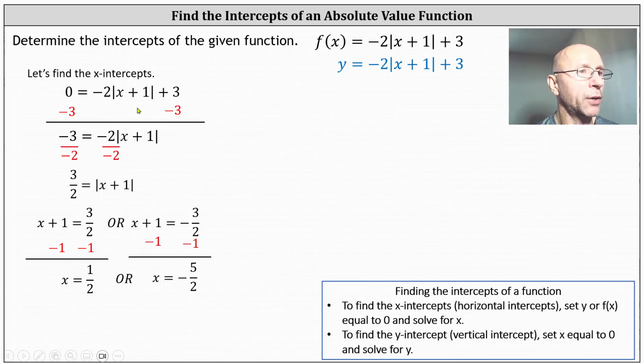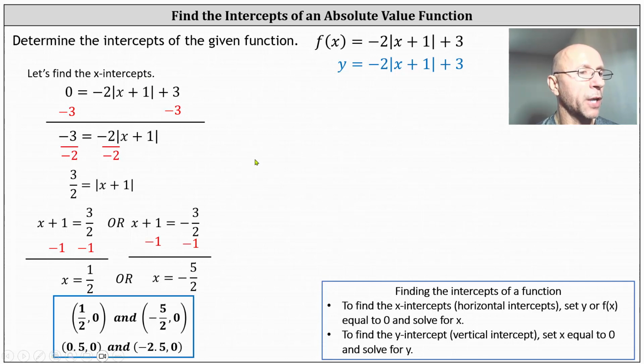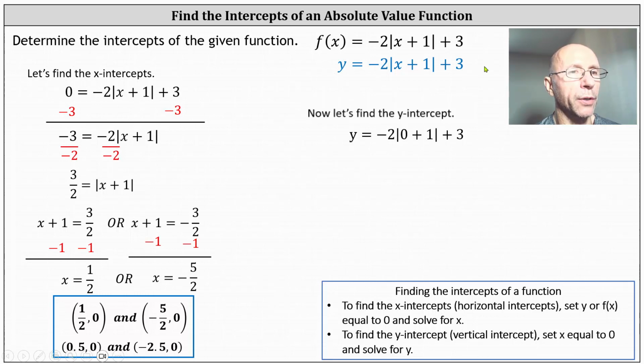Now remember, we're finding the intercepts of the graph, which are points on the graph. So we need to give the intercepts as ordered pairs. The x-intercepts are (1/2, 0), or (0.5, 0), and (-5/2, 0), or (-2.5, 0). And now let's determine the y-intercept, or vertical intercept. To do this, we set x equal to 0, or determine f of 0.